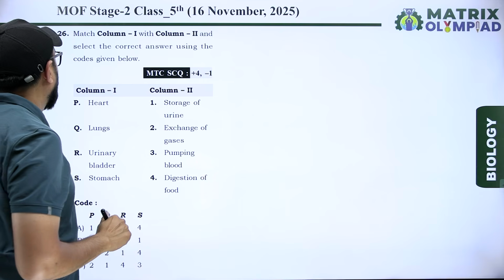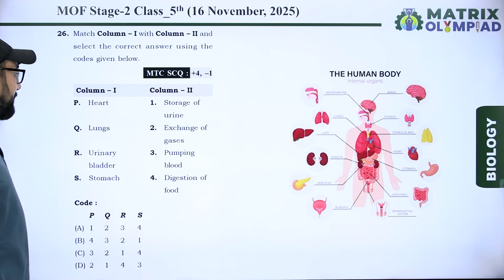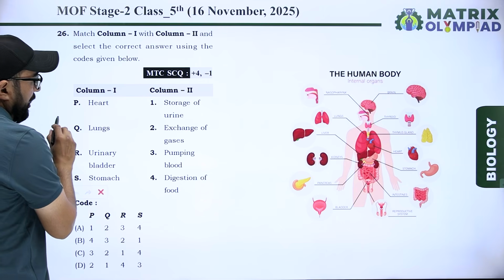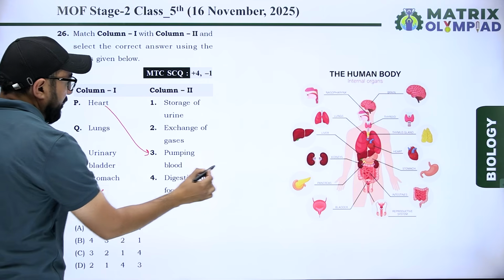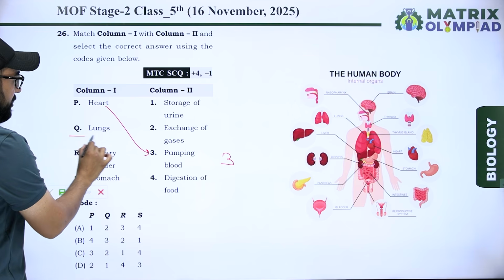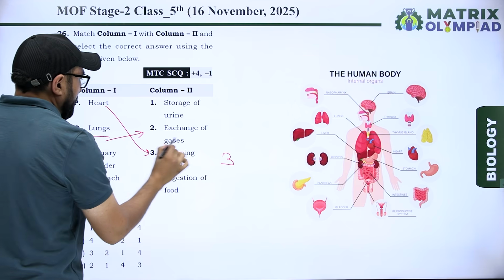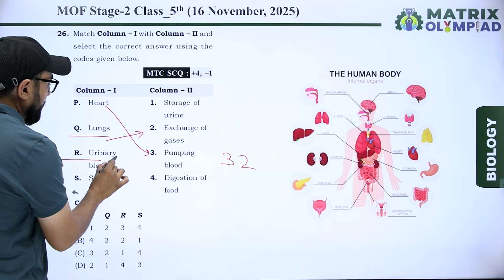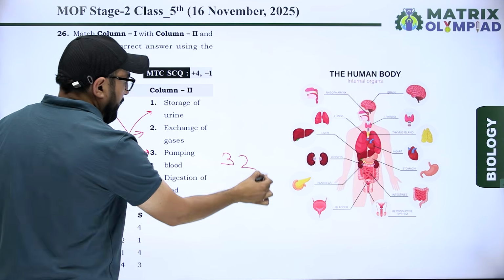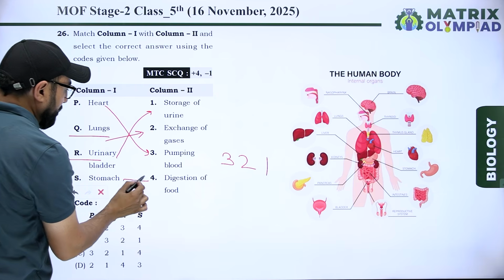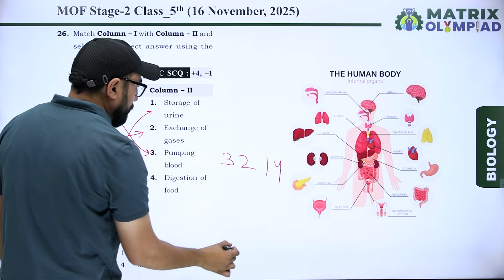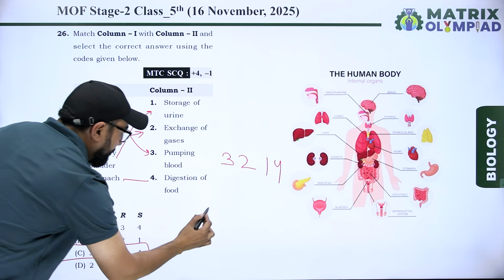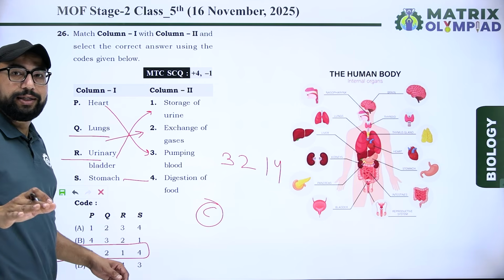Next is match the column first and second. Heart relates with pumping of blood. It means 3. Next, lungs related to gas exchange. It means 2. Urinary bladder relates to storage of urine, 1. And stomach, digestion of food, 4. 3, 2, 1, 4 in option C. Option C is the right answer for this question.